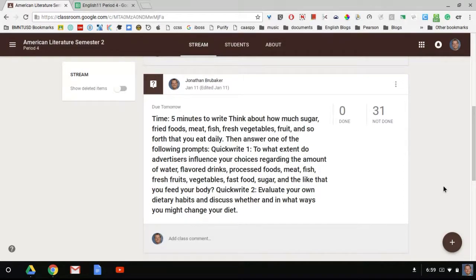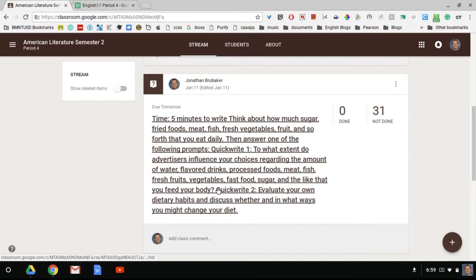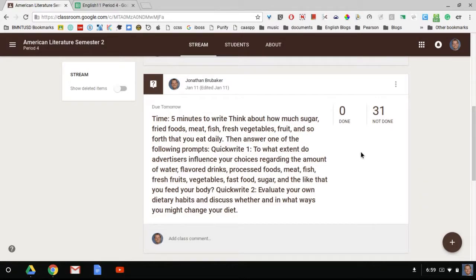All right, you have two choices here. You're going to take 5 minutes to write, and you're trying to focus on the amount of sugar, fried foods, meat, fish, fresh vegetables, fruit, and so on that you eat daily. And you're only going to answer one of these prompts. So here, the first one is right here. It says, to what extent? Now, what extent means how much, how often, and where does this happen?